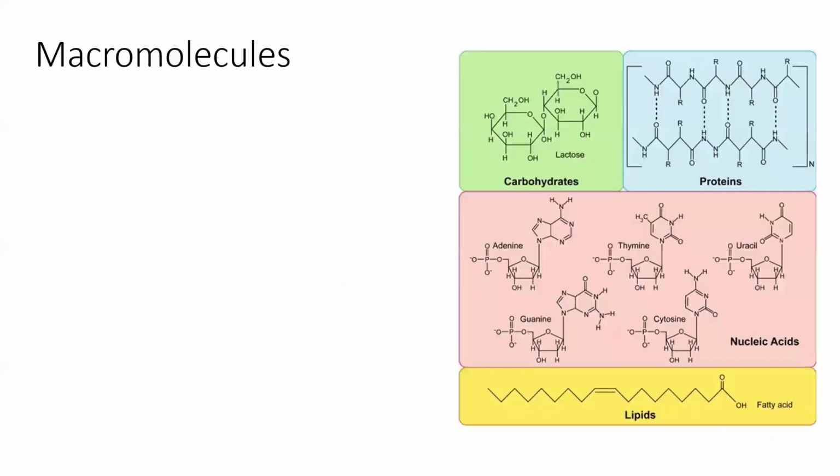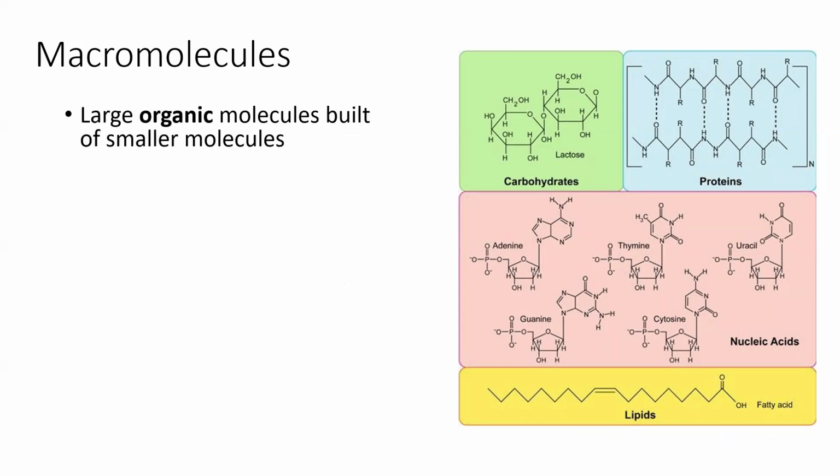Okay. So we're going to get into the macromolecules here. So all of that was kind of talking about the diversity of carbon and the importance of molecular shape. Now, macromolecules are large organic molecules built of smaller molecules. I just said the word molecule like 15 times, but remind me, what does that mean? What is a molecule?